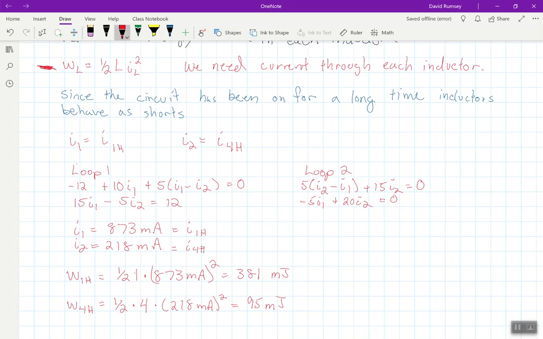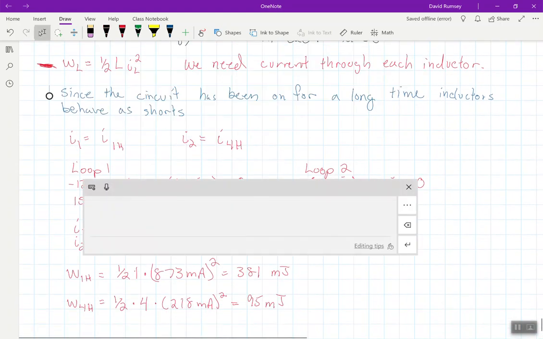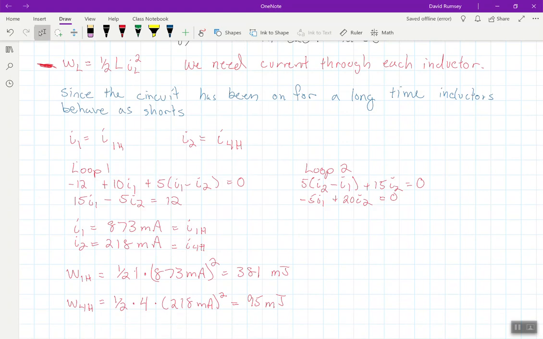Now, some of you might say, well, wait a minute. Earlier you said that the larger the inductor, the more energy it can store. And that's true. The larger the inductor is, the more energy it can store. But that doesn't mean that just because you have a larger inductor in a circuit, it's going to store more energy. You have to do circuit analysis, because even though this 4 Henry inductor is larger, the key thing to remember here is that it's got a much smaller current going through it.